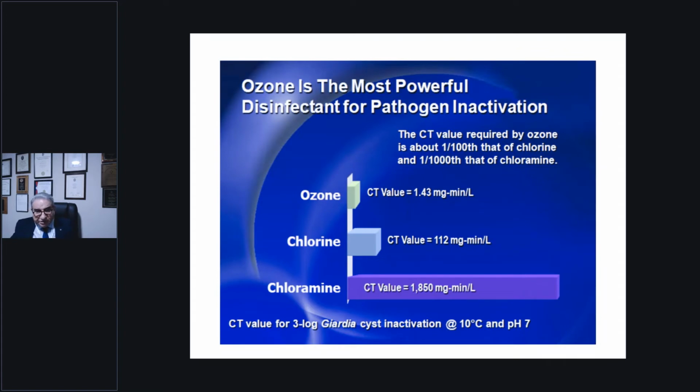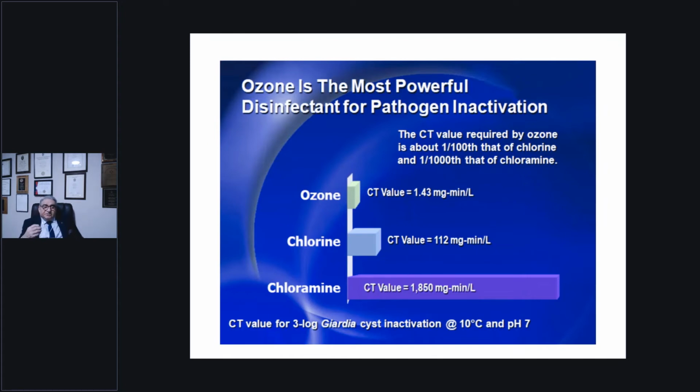And similar to a table you've seen before, this is a chart to show if you use ozonated water, chlorine or chloramine. And what does that mean here? These figures, such as 1.43 milligram minute per liter, use the CT calculation. This study was done by the Waterworks Research Foundation, and looked at CT values for 3-log inactivation, which is 99.9% of Giardia inactivation at 10 degrees and pH 7.